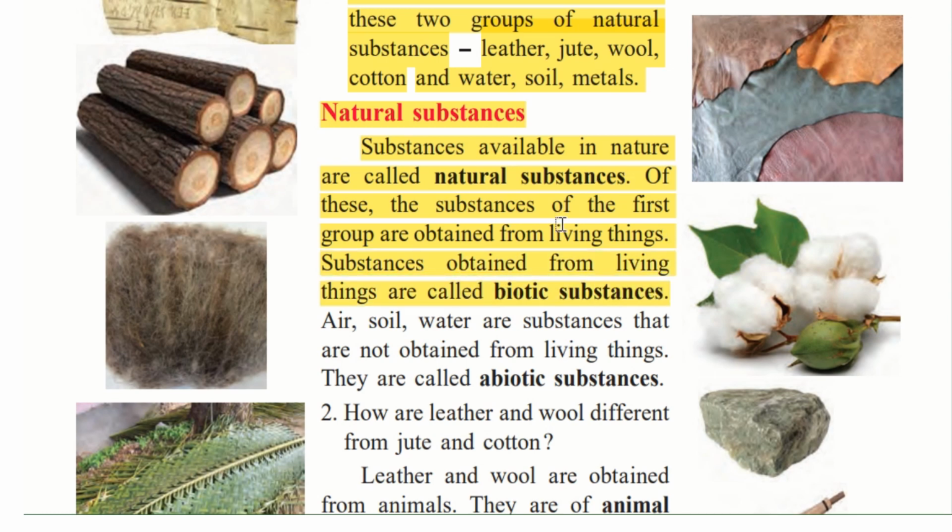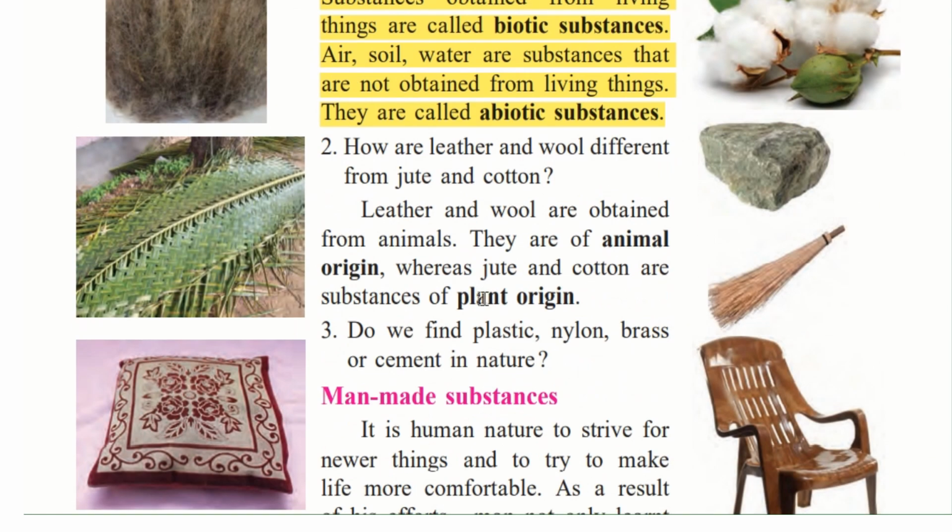So, anything that we get from living things will be called biotic, whereas air, soil, water are substances that are not obtained from living things, and they are called abiotic substances. So we have biotic substances which we get from living things, and we have abiotic substances which we get from non-living things, and all are natural products.